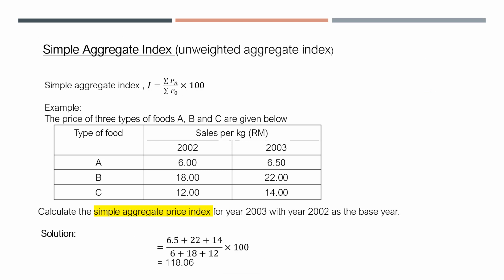Simple aggregate index, or we call it unweighted aggregate index. There's only one formula for this. The same example: the price of 3 types of food A, B, C are given below. Calculate the simple aggregate price index for the year 2003 with 2002 as the base year. You just have to substitute all the numbers into the formula, key into your calculator, and you can get the answer.